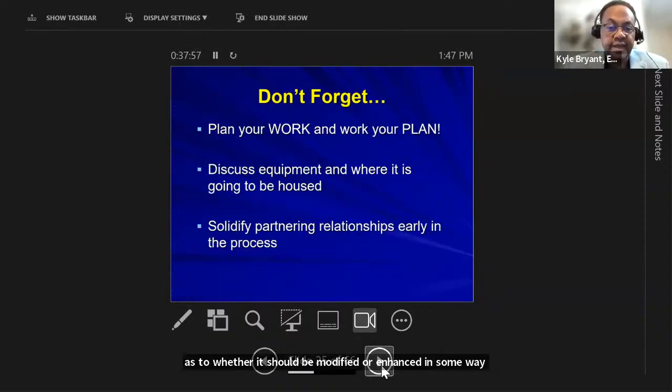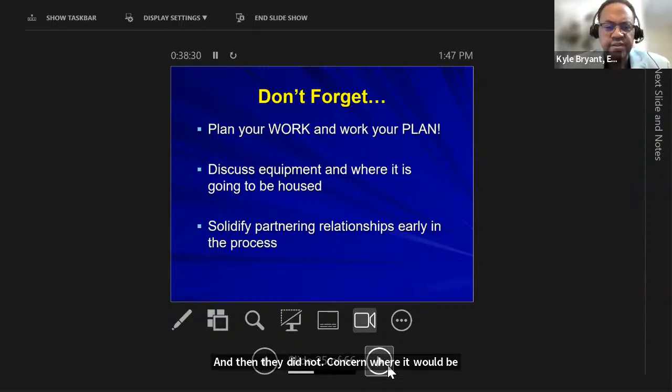So don't forget to plan your work and to work your plan. Discuss equipment and where it's going to be housed. And this is critical because I've seen organizations, whether they be a part of a university or what have you, that has written a proposal for their department or just as an individual written a grant for some fancy piece of equipment, say lab equipment, and then they did not consider where it would be housed.